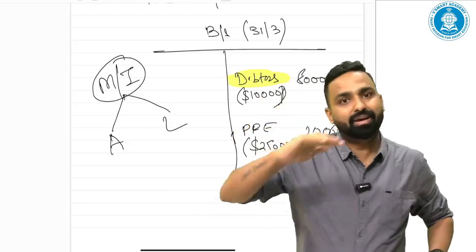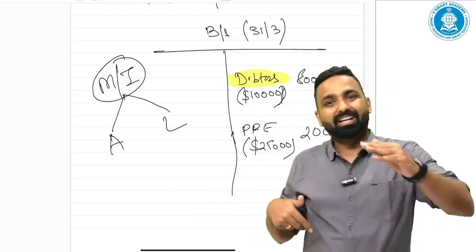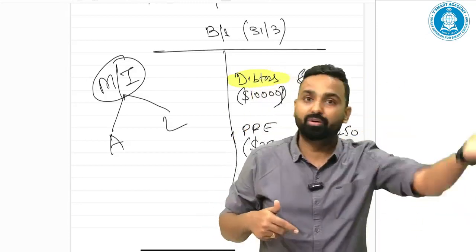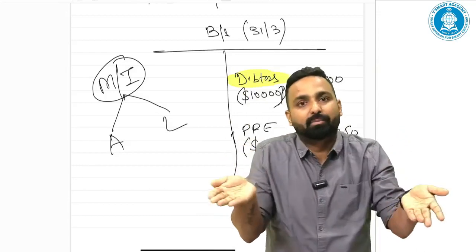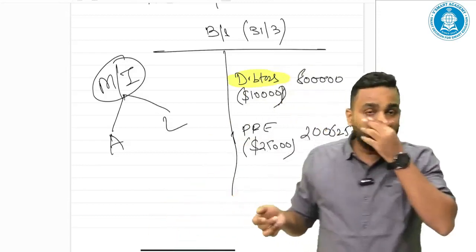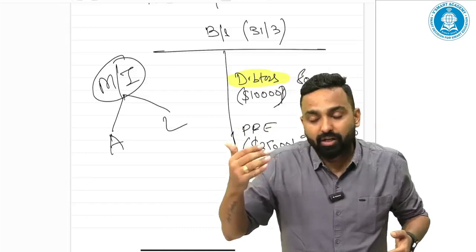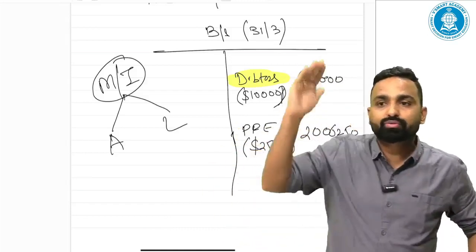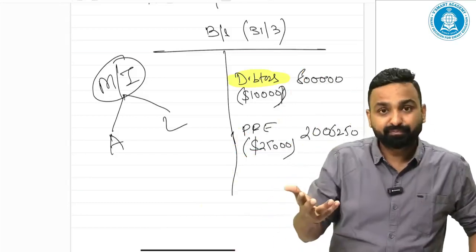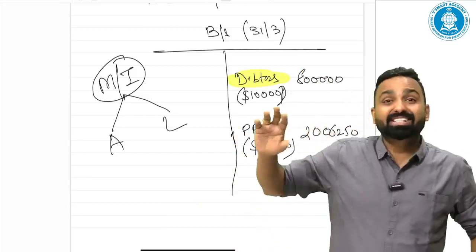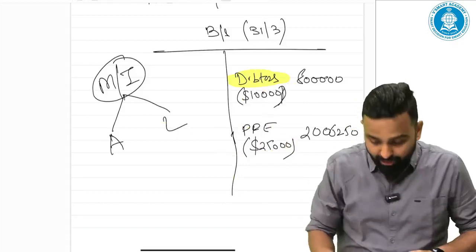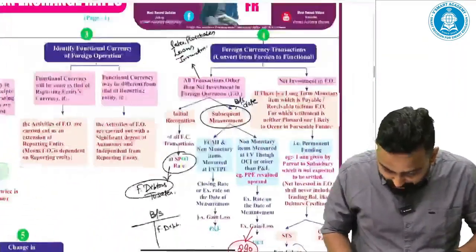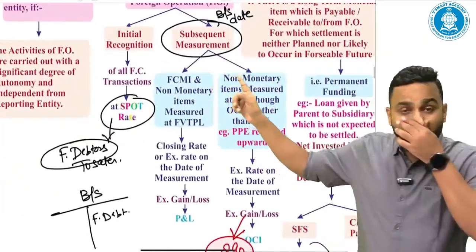For example, debtors, the value is fixed. I will get the fixed amount. Creditor, I will pay the fixed amount. Loan, I will pay the contractual amount, the principal amount. Interest is technically an expense. So loans, debtors, creditors, these are all monetary. What is non-monetary? Non-monetary is whose value is not fixed, like inventory, PPE, investment in equity shares. These are non-monetary.